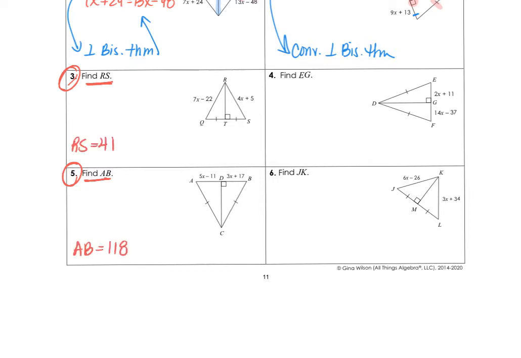All right, so number 3, RS is 41 and AB is 118. If you did not get these correct, backtrack and check your algebra, and if you still cannot find the mistake that you made, ask me in Remind, and I will try and help you with that, okay? But I think you can find your mistake if you had a boo-boo there.